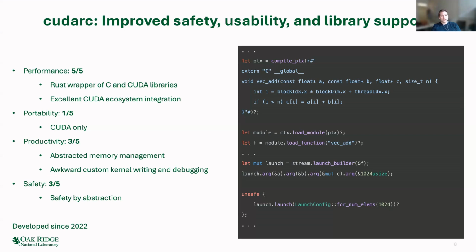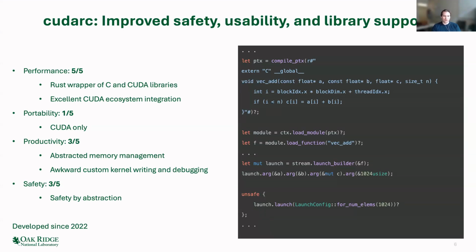Productivity, 3 out of 5. It's nice because there are abstractions where you don't have to manage memory in different languages, and also just abstraction in general. So you don't have to write raw C, right? Or yeah, C and CUDA.